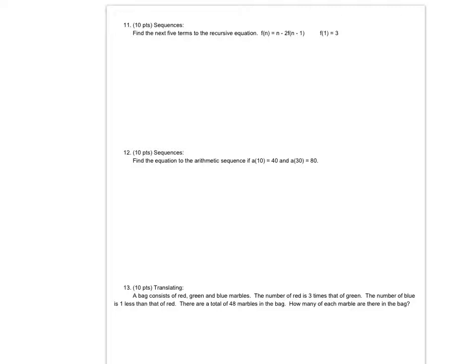Ladies and gentlemen, I already created and sent you video tutorials on questions number 10, 11, 12, 13. This is on sequences with recursive and arithmetic on the explicit equation, along with translating. We've got all these marbles. So you want to reference that video tutorial if you have any questions. I'm going to do a few more questions from version number 2. Let's jump right on in.